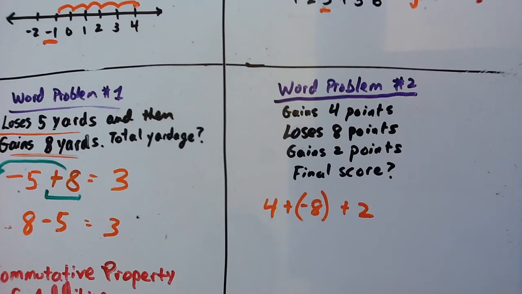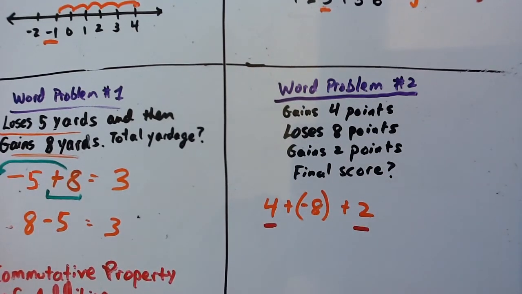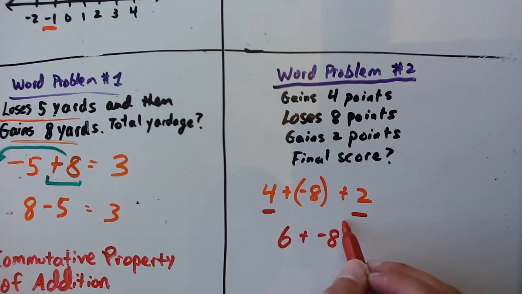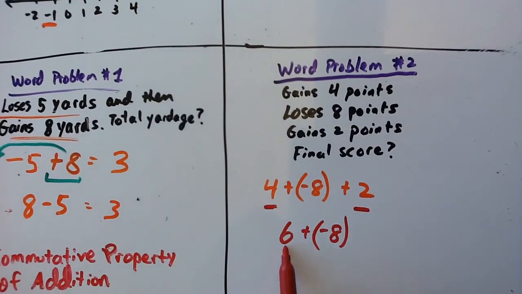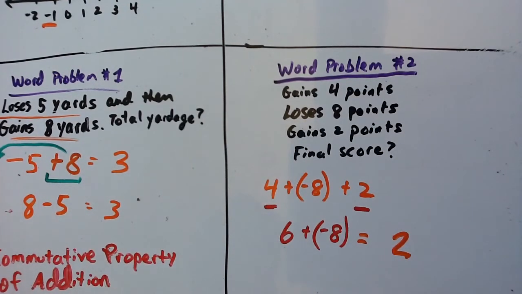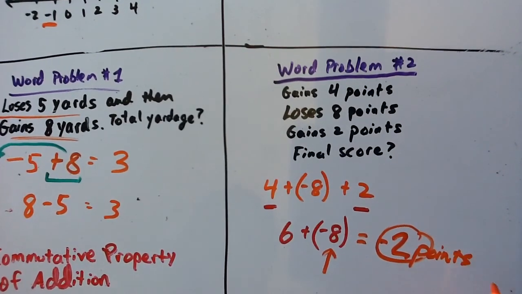Let's add the positives first. So I have 4 and 2. What's 4 plus 2? Well, that is 6. And I still need to add negative 8. Okay? Now, 6 is positive, 8 is negative. They have different signs. So I'm going to subtract and then keep the sign of the larger. So subtract 8 minus 6, which is 2, and keep the sign of the big guy. Which one's the big guy? He is, right? His sign's negative, so my answer is negative. It's actually negative 2 points. That's his final score.